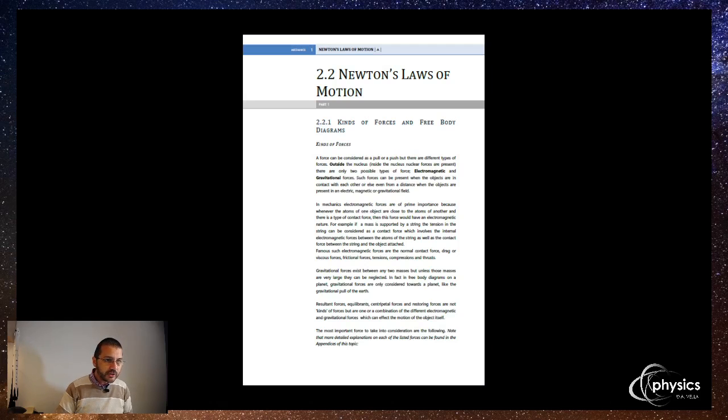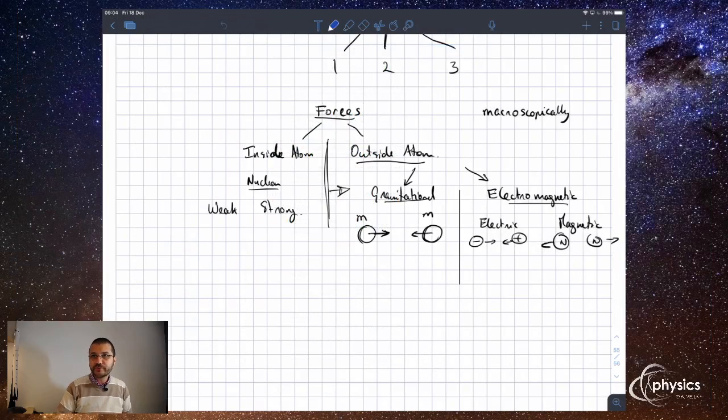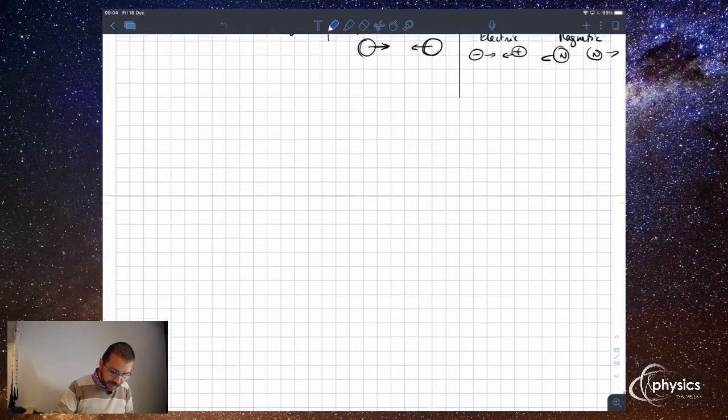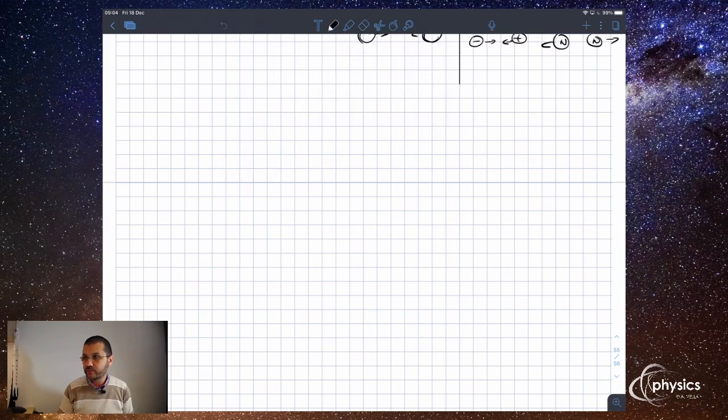So, the first page in Newton's laws is about the different types of forces. We already talked about this. Therefore, now we're going to start talking about the different types of forces. So, it's very important that you keep in mind a checklist of forces. Why? Because in Newton's laws, you're going to be presented with a situation, and you have to draw the forces on that object.